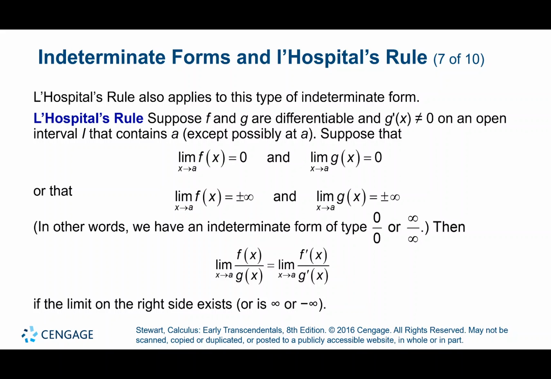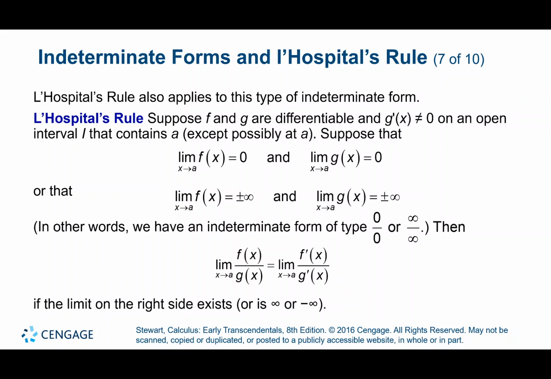All right, so we need a ratio of two functions. So f and g here, and we need them both to be differentiable. So we need to be able to find their derivatives, and then we need the derivative of the bottom one not to be 0, at least around whatever value we're approaching, a.